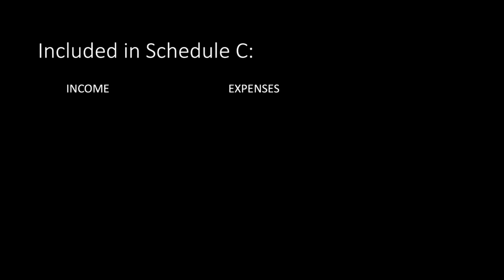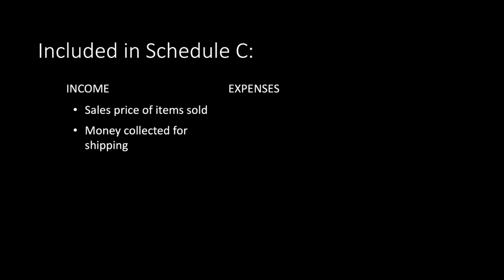For example, under income, they want to know about the sale price of the items you sold and any shipping amounts that you charged to the buyer. They also want to know any refunded item prices or discounts, so these can be subtracted from your income.